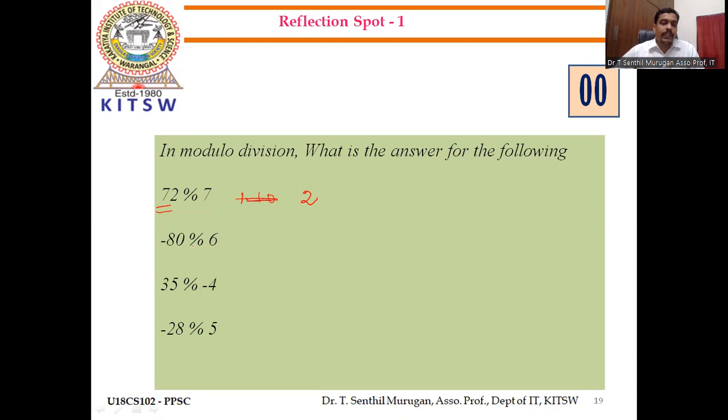Here 80 by 6. What is the value? The answer will be written using the minus, because the first operand is minus, so we must use minus. Again it will take 2. So 78 it will come, remainder 2. Here the second operand will have the minus, but we don't consider it. Only the first operand's value we use, that is the plus value.